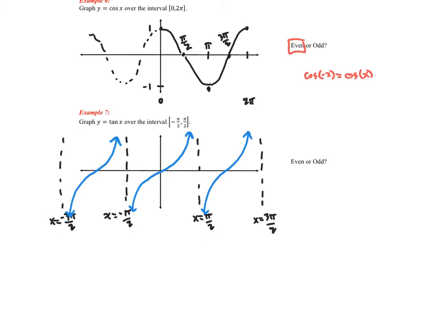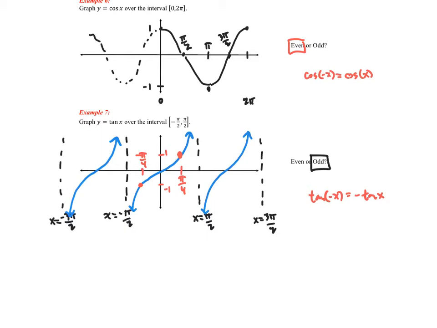Therefore, as you can see here, tangent is an odd function. So check this out. Tangent of pi over 4 is equivalent to the opposite of tangent of negative pi over 4. Those are 1 and negative 1. Therefore, the tangent of negative x is equal to negative tangent of x. We'll talk more about graphing and all that stuff later.